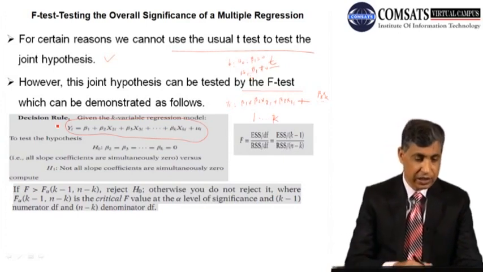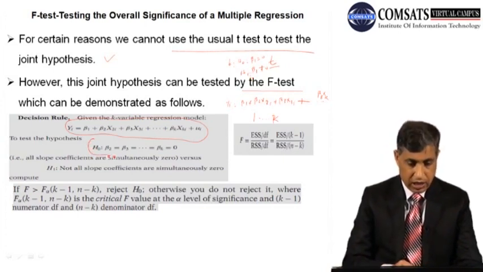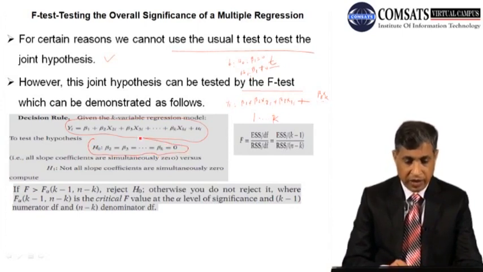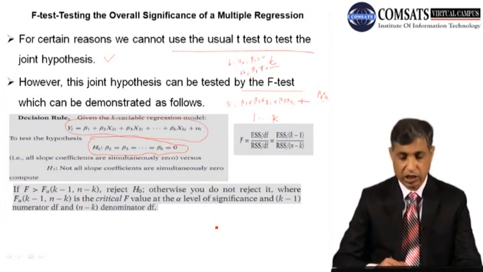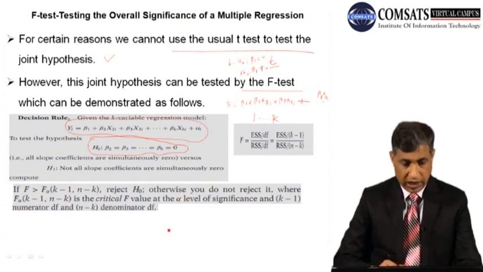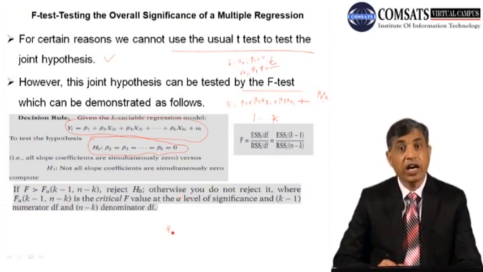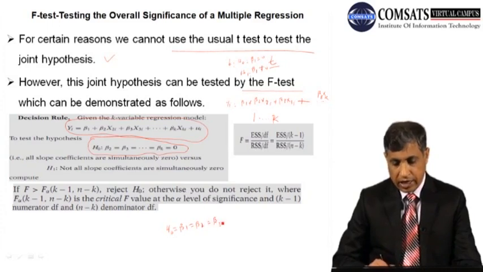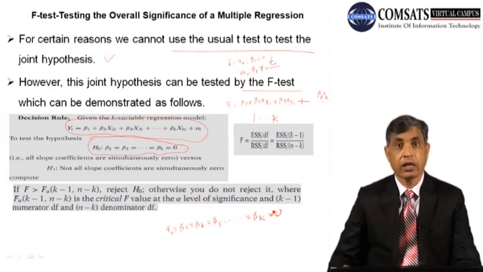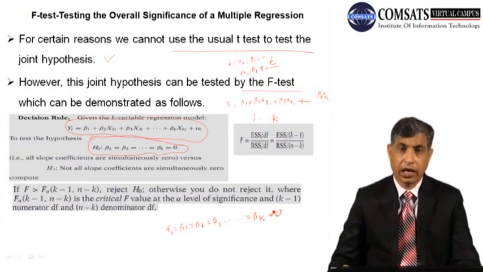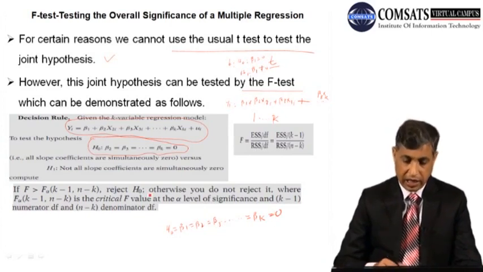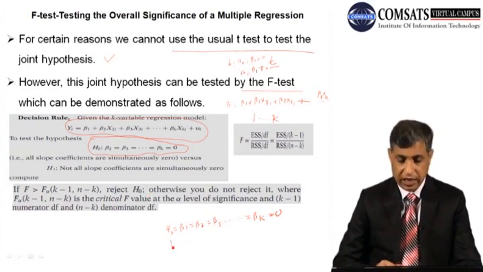But look at the F-test. To test the hypothesis, look at this. It tests the significance of all the parameters jointly. For example, the null hypothesis of the F-test, not the t-test, is that beta 1 is equal to beta 2, equal to beta 3, and this goes on up to beta k, and all are equal to 0. So this is a very comprehensive null hypothesis, and against this the alternate hypothesis will be that these are not equal to 0.